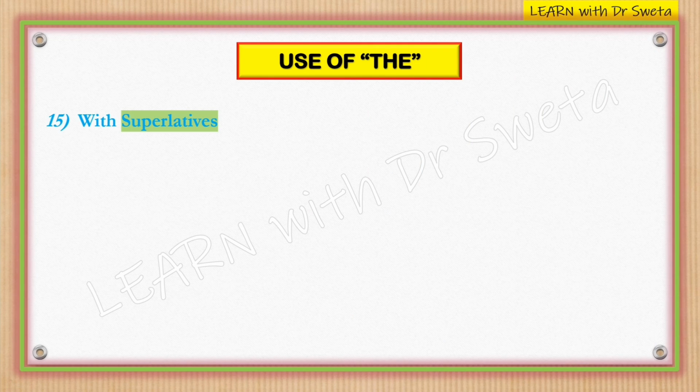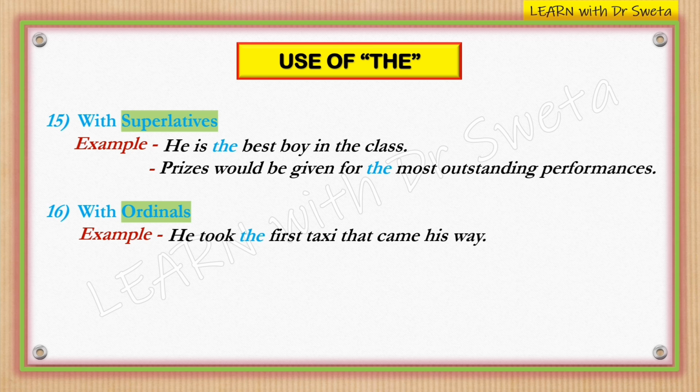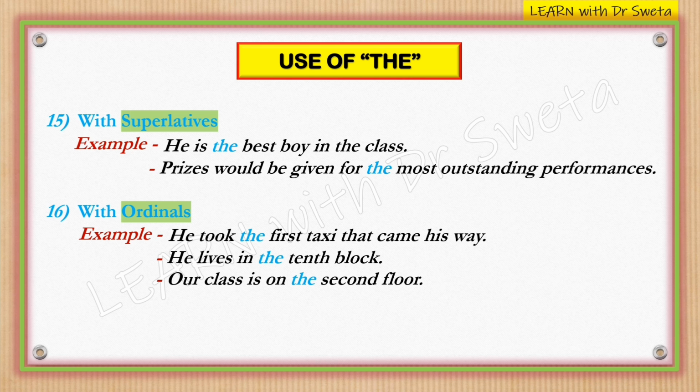So, always use "the" before superlative forms of adjectives. For example, he is the best boy in the class. Prizes would be given for the most outstanding performances. "The" is used with ordinals. So, use "the" before ordinal numbers to indicate position in a sequence. For example, he took the first taxi that came his way. He lives in the 10th block. Our class is on the 2nd floor.